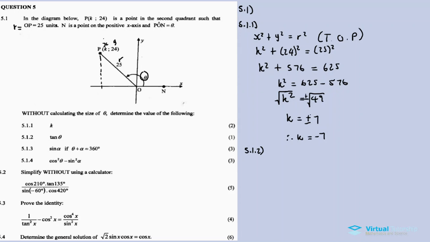5.1.2: calculate tan theta. So tan theta is equal to opposite over adjacent. With trigonometry using a sketch, the opposite side is y, and the adjacent side is x. So it's going to be y over x, and then we substitute y as 24, and the x value is negative 7, since the k value is the same as x. Now we go to 5.1.3.